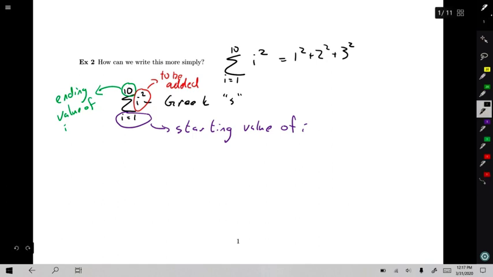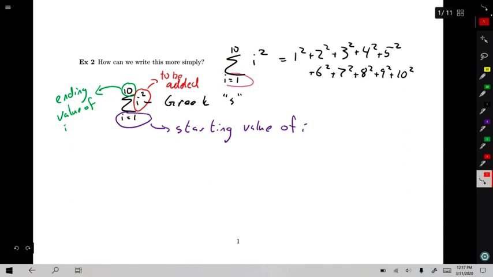So you can kind of see the pattern here. I'm going to keep adding 4 squared, 5 squared, 6 squared, 7 squared, 8 squared, 9 squared, and 10 squared here. So we have all of these pieces working together. This sigma tells me add. This i equals 1 says start with an i value of 1. This 10 on top here says stop with an i value of 10. And i squared tells me exactly what I'm going to be adding up.